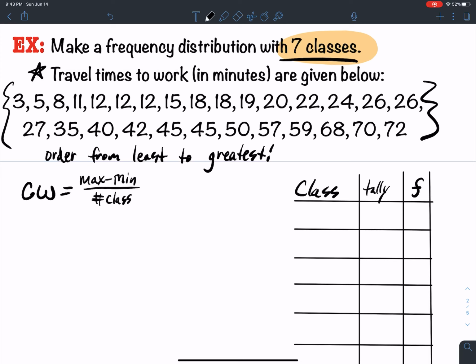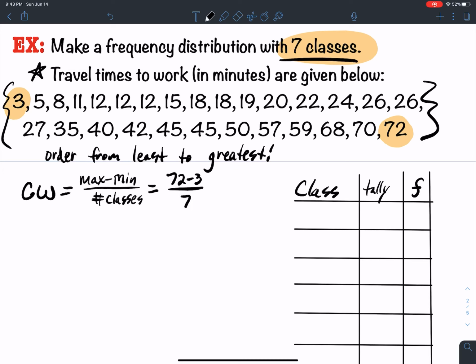Rounded up to the nearest whole number. So we always round up. So what is it? The maximum value is 72. The minimum value is 3. So 72 minus 3 divided by how many total?